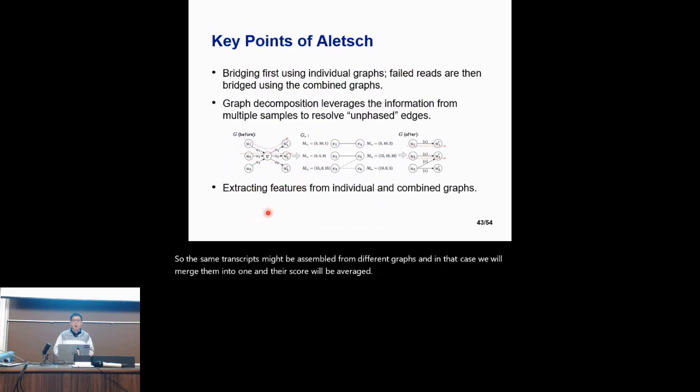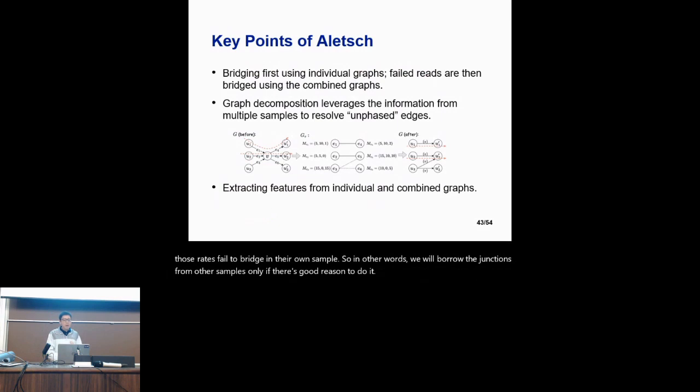So there are several key points in ALACH. First, we only use the combined graph to bridge when those reads fail to bridge in their own sample. So in other words, we will borrow the junctions from other samples only if there's good reason to do it.